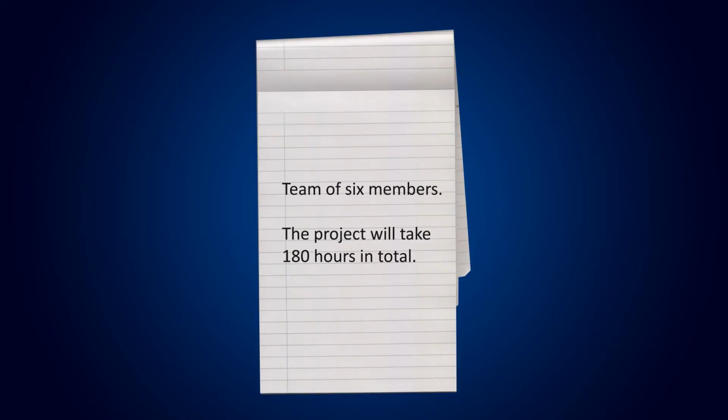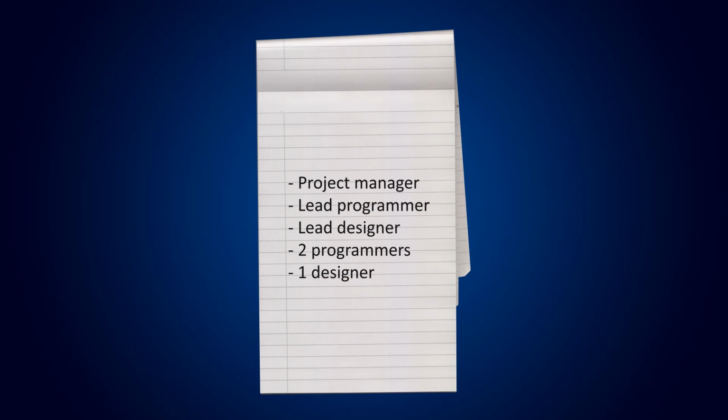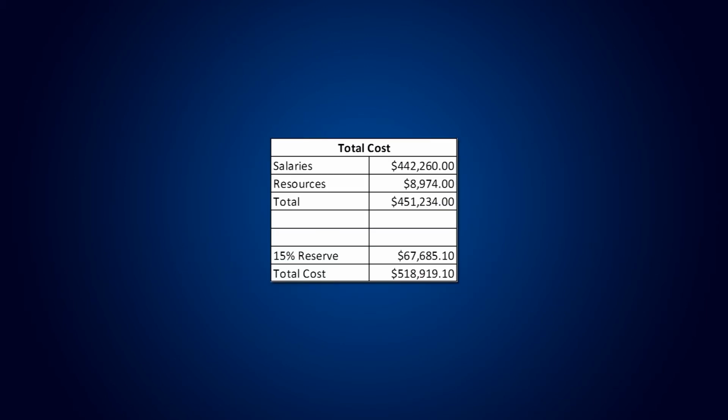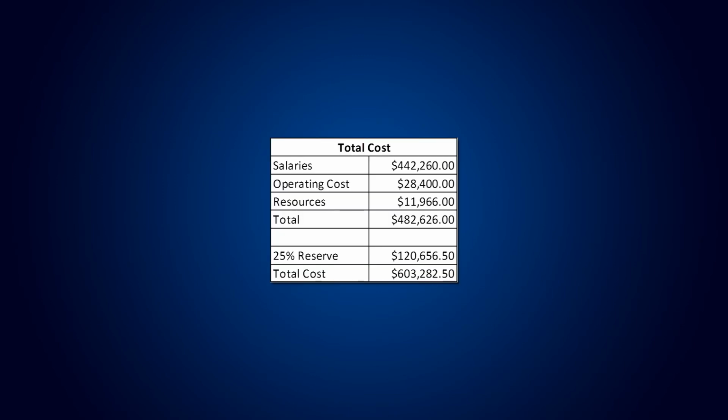The team comprises 6 members, and the project will take 180 hours in total to complete. The overall structure of the team is based around a project manager, a lead programmer, a lead designer, 2 programmers, and 1 designer. The total cost of the build team is almost $30,000. The cost of running the project from the university is almost $520,000, while the cost of running the project independently from the university is a little over $600,000.